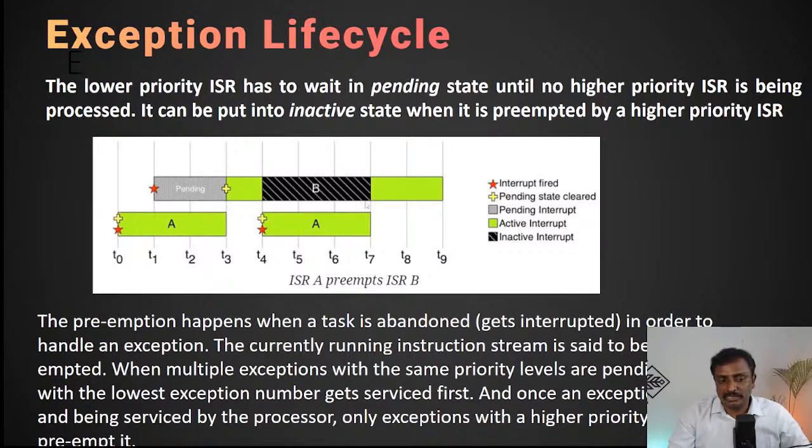So this green color denotes the active interrupts, and the others denote inactive interrupts and pending interrupts. So these are the various states of interrupts. An interrupt can be active or inactive, or it can be disabled, or it can be pending.